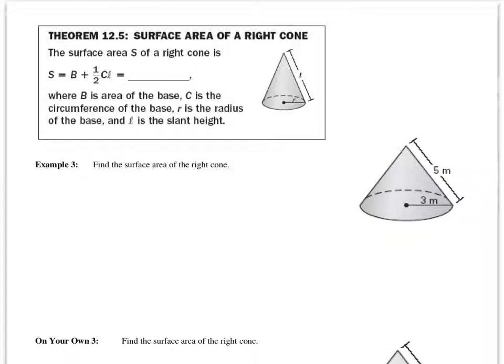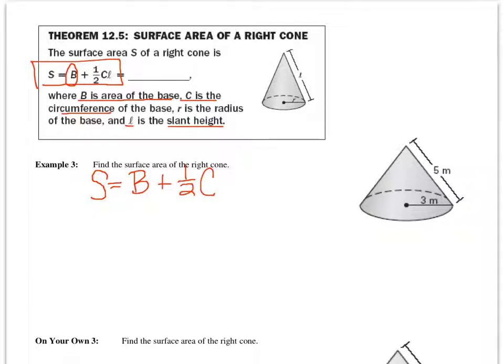So the surface area S of a right cone is, we're going to use this formula right here. Surface area equals B, capital B, again that's the area of my base, plus 1/2 C, and that's capital C, that's the circumference, times L, and L is my slant height. So it says find the surface area of the right cone. We're going to use my surface area equals capital B, so my base area, plus half, capital C, my circumference of my base, times my slant height.